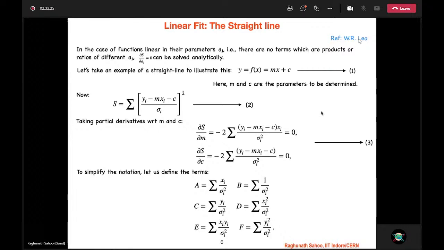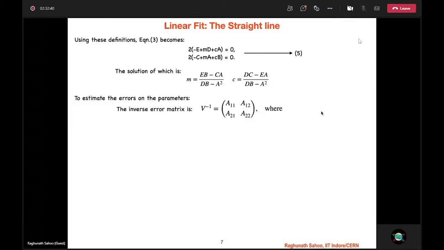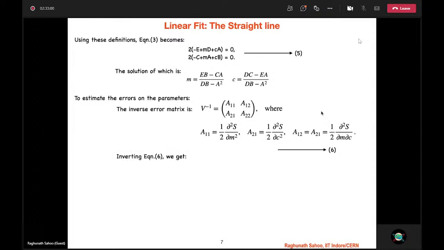Okay. So with this redefining of A, B, C and D, this minimization problem now reduces to a simple arithmetic formula, okay, and the solution of which can be written in terms of A, B, C, D and E. So to estimate the errors on the parameters, the inverse error matrix can be written in this way, where this kind of complicated equations will come up. So see, when you do the fitting, all these things are going on in the programming part. You may not be knowing, okay.